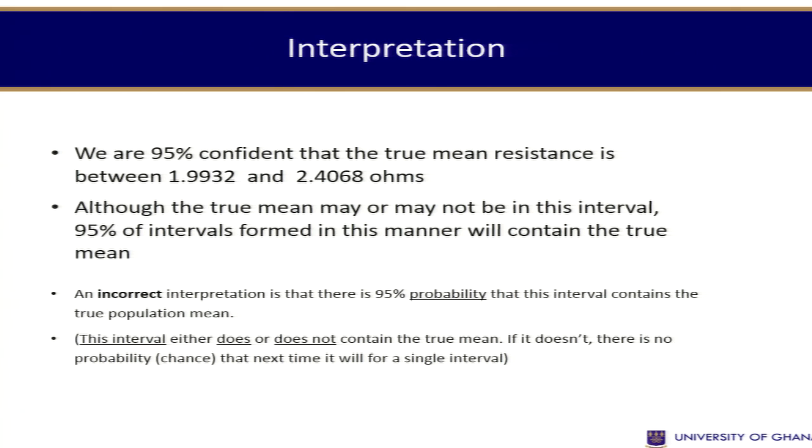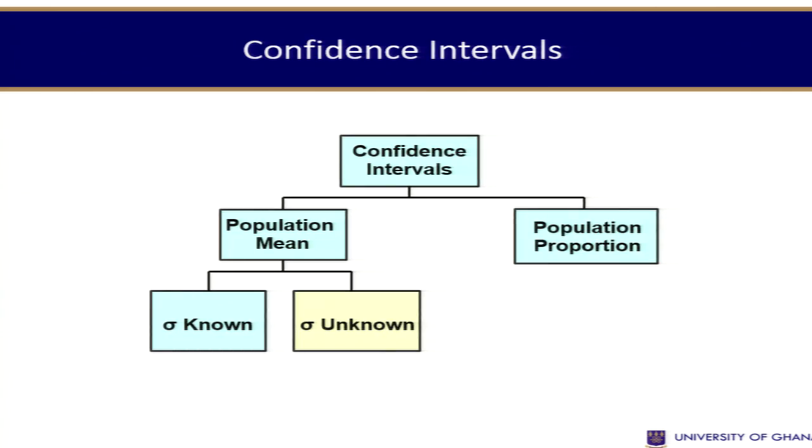An incorrect interpretation is to say that there's a 95% probability that this interval contains the true population mean. Instead, we say that we are 95% confident that the true mean resistance lies between 1.9932 and 2.4068 ohms. We now consider the second situation where our population standard deviation is unknown.